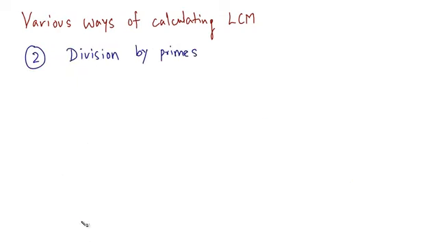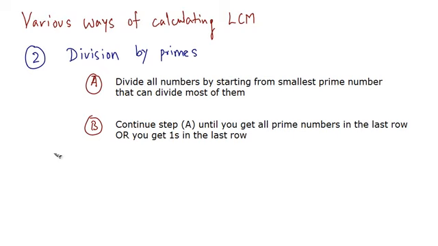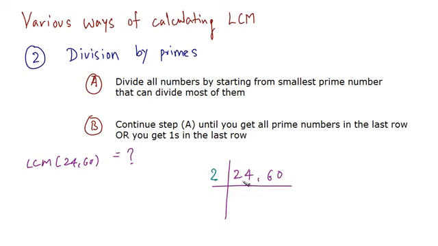Along with this, there is another method of calculating LCM. It is done by dividing the numbers by prime numbers. So following are the steps of this method. So let's follow these steps and find out the LCM of 24 and 60. So we write the numbers 24 and 60 like this, and then we keep on dividing these numbers by smallest prime numbers that can divide both of them. So we would start with 2, and 2 can divide both of these numbers, so if we divide 24 by 2 we get 12, and if we divide 60 by 2 we get 30.